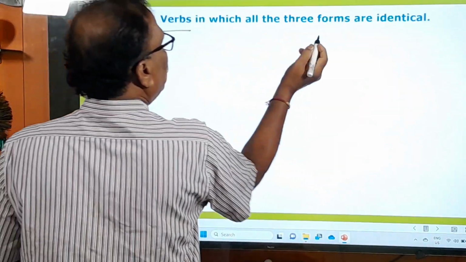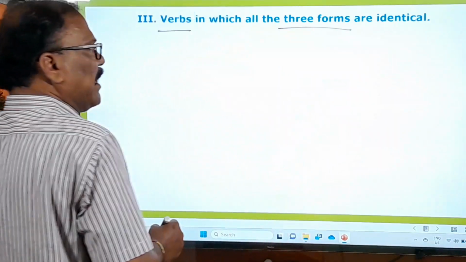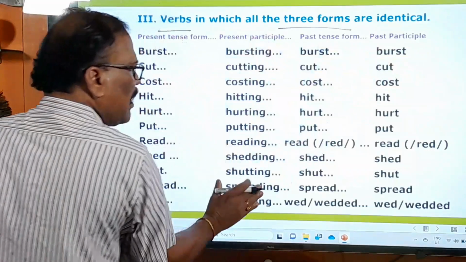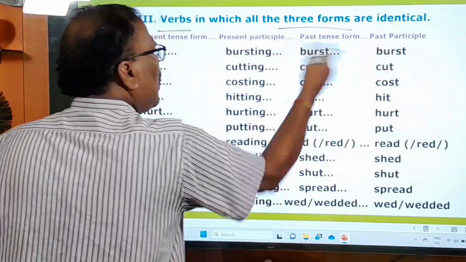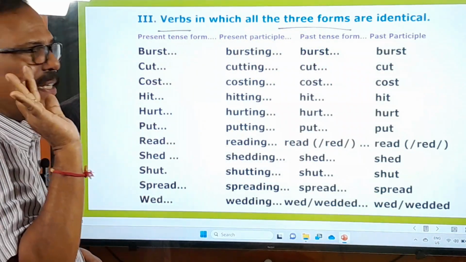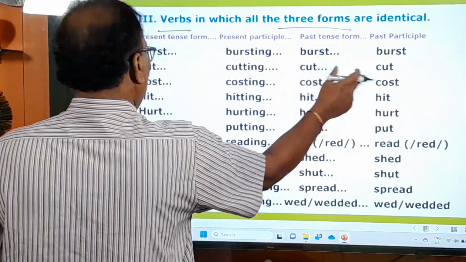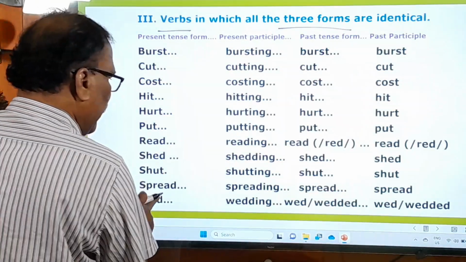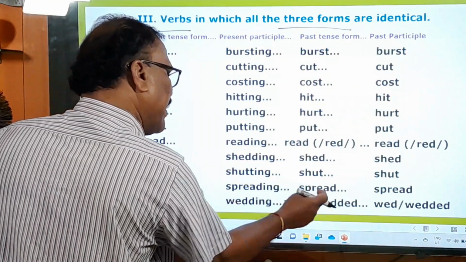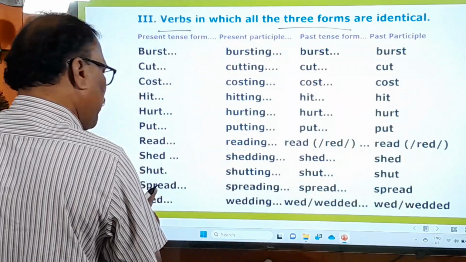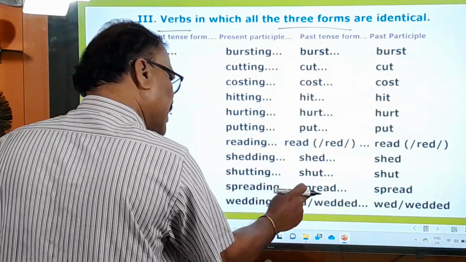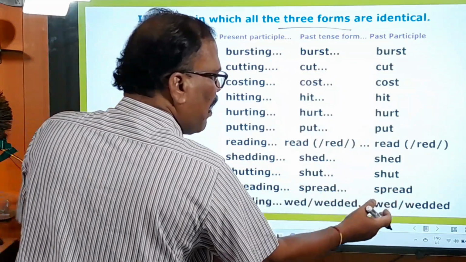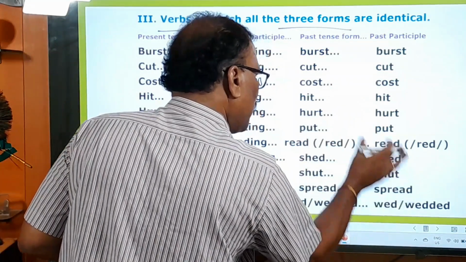And here third variety verbs are there. All the three forms are identical. How? Let us see that. Burst, burst, burst. Leave the second form now. Burst, burst, burst. Three forms are the same. Cut, cut, cut. Cast, cast, casting, cast, cast. Hit, hitting, like that. And wed, wedding is there. Wed, wedded is also there. You can say wed past tense is wed, and wedded is also there. Some people use this verb in the past tense, and in the past participle, they use wed or wedded. So in this way, it's like that.